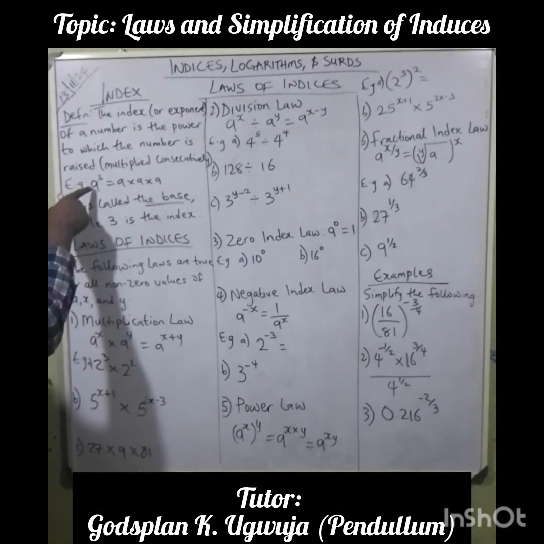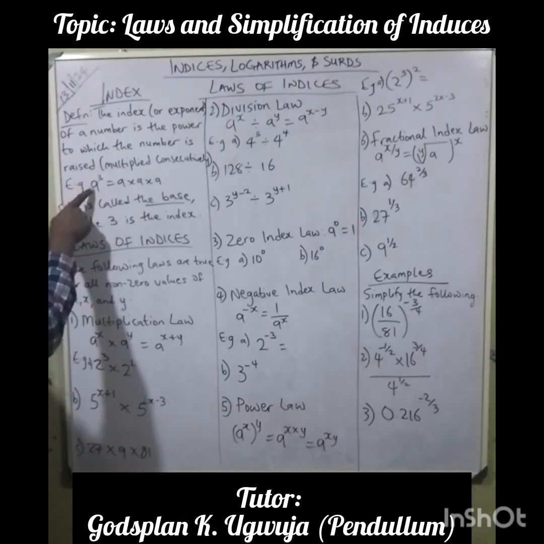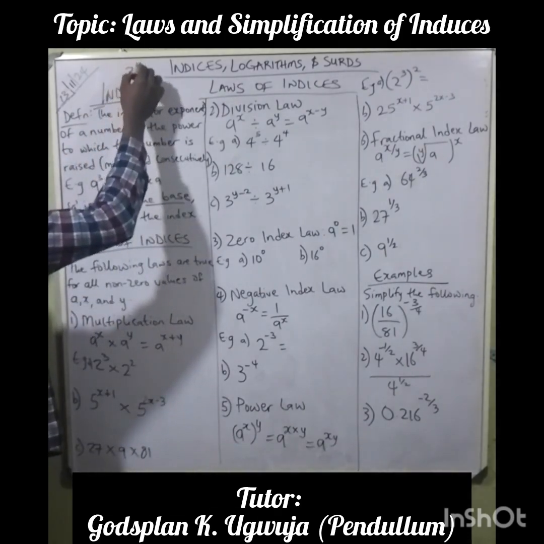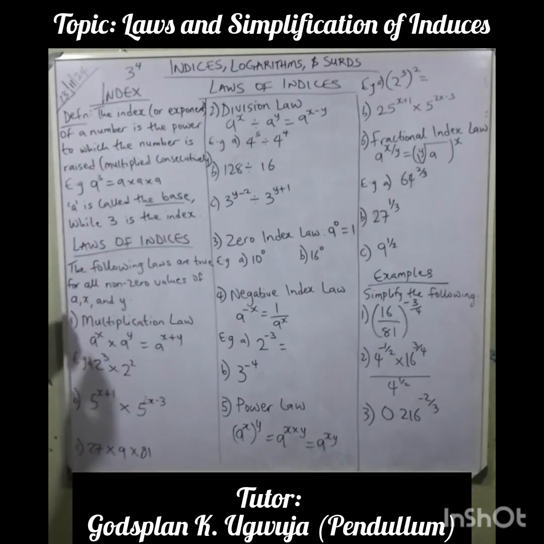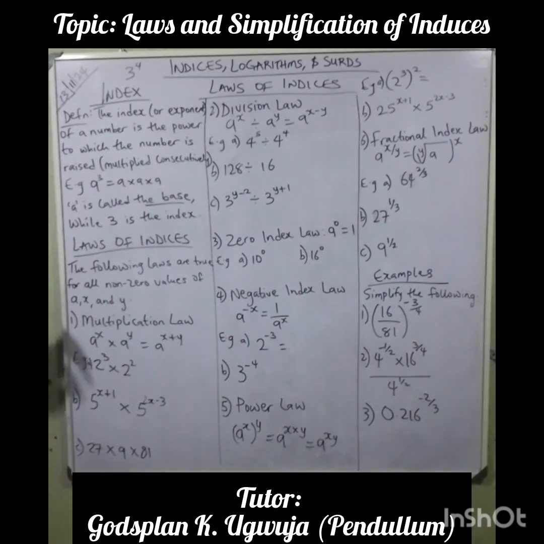So in something like this, 3 is the index or the exponent and a is called the base. So if I have 3 raised to power 4, for instance, 3 is my base and 4 is my power, my index or my exponent. So that's just the definition of what indices is.